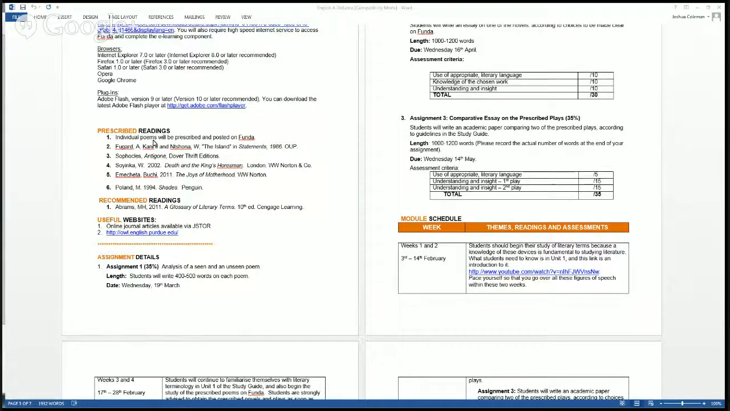As you can see, assignment number 1, out of 35 marks of 100, is an analysis of a seen and an unseen poem. This is going to be done on the 19th of March. So you have a lot of work. You've got to start working on that, please. Work on all the poems and the literary devices, units 1 and 2. And then a week before the due date, on the 12th of March, this post will open on Funda, and you'll be able to read the actual question.